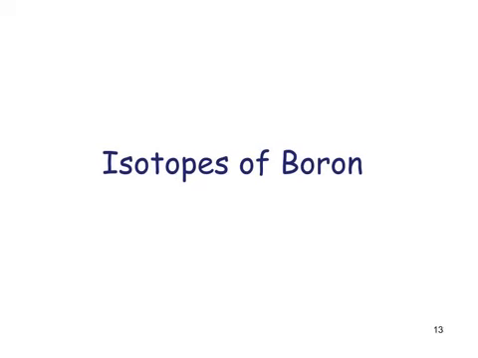We're going to begin by taking a look at how mass spectrometry can be used to analyze the isotopes of an element and give us the relative atomic mass for any particular element. So we're going to start with boron. Boron is atomic number 5.